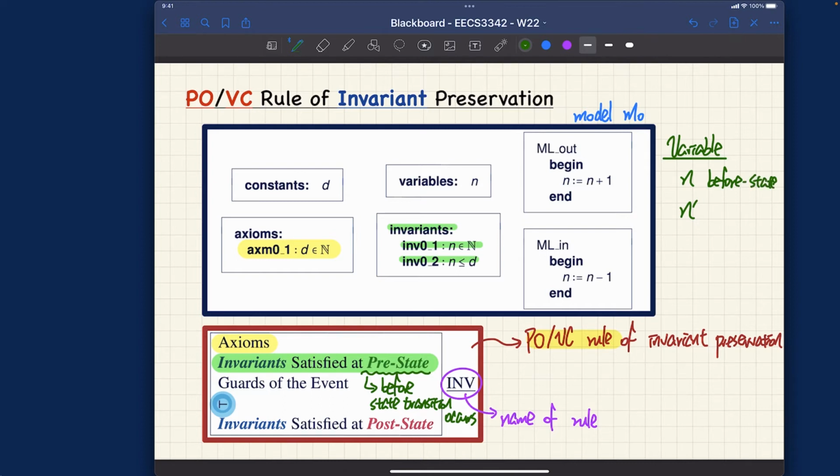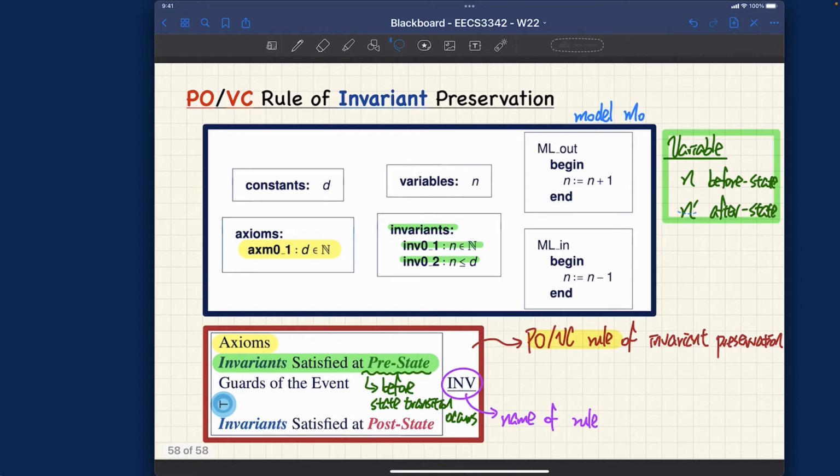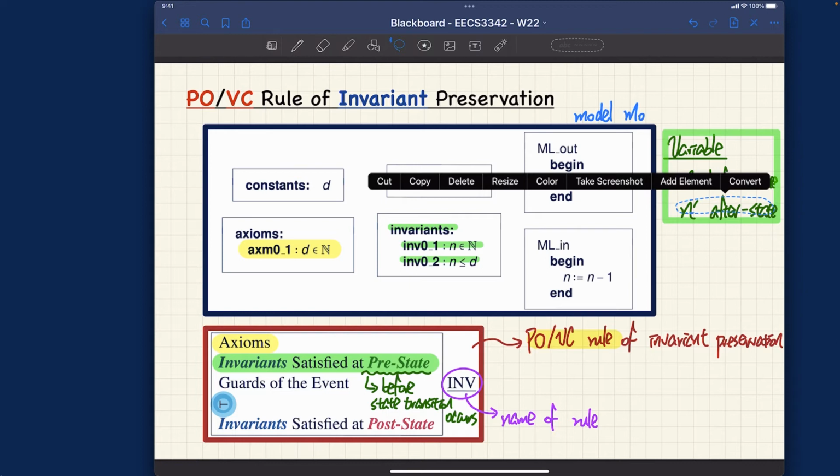And the n prime will be the after states or the post states. This is something I would like to remind you very quickly. You should really distinguish between these two notions over here. And of course, if I want to be very picky about the color of the fonts over here, they should actually be pink.